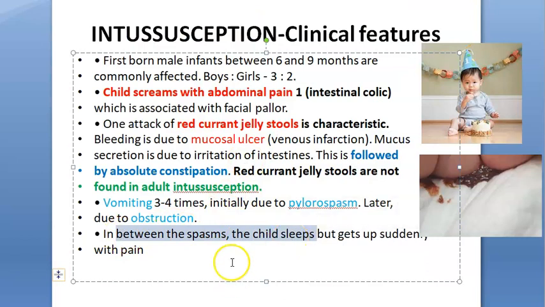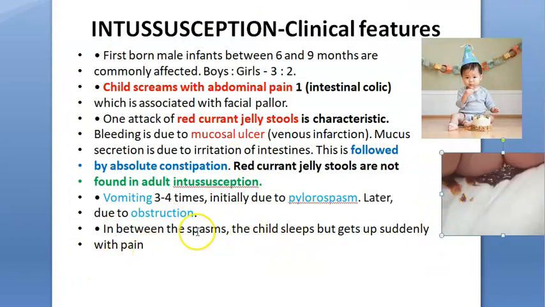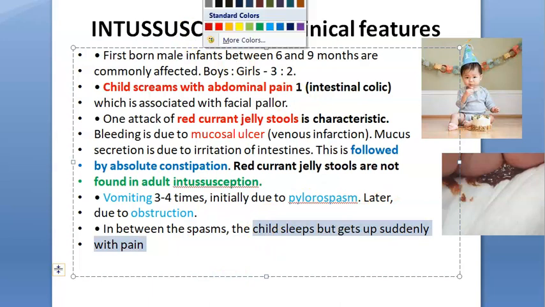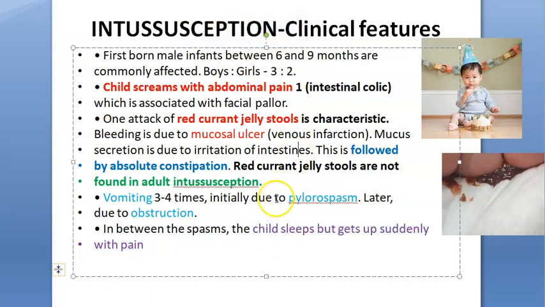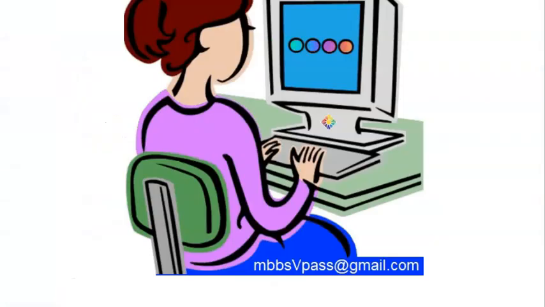In between the spasms, the child sleeps but gets up suddenly with pain. Imagine the mother, how she must be feeling. The child is sleeping, she's happy, but she knows that any moment the child will get up and start screaming with pain. Not at all nice, right? It's not just that the child has pain, it screams with abdominal pain. Okay? So did you get it?